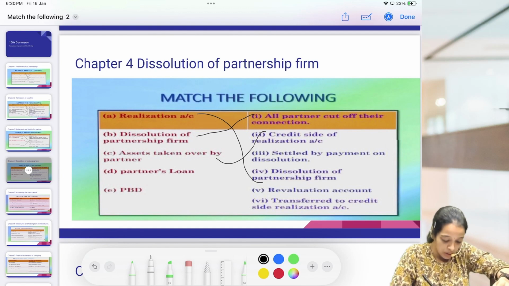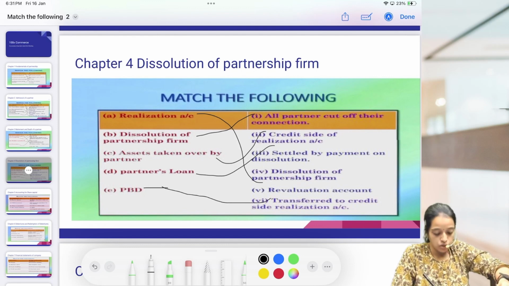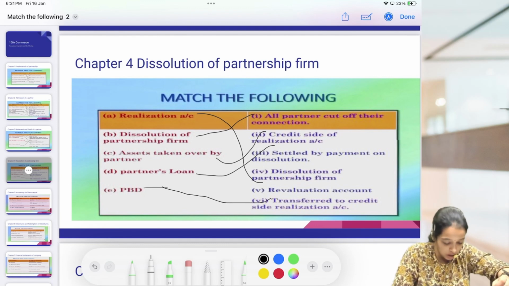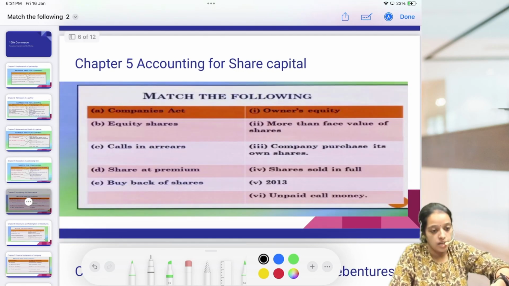Partner's loan account will be settled by the payment on the dissolution, right? Then we have PBD, that is provision for bad debts. It will always be transferred to the credit side of the realization account. Okay. Next, accounting for share capital.